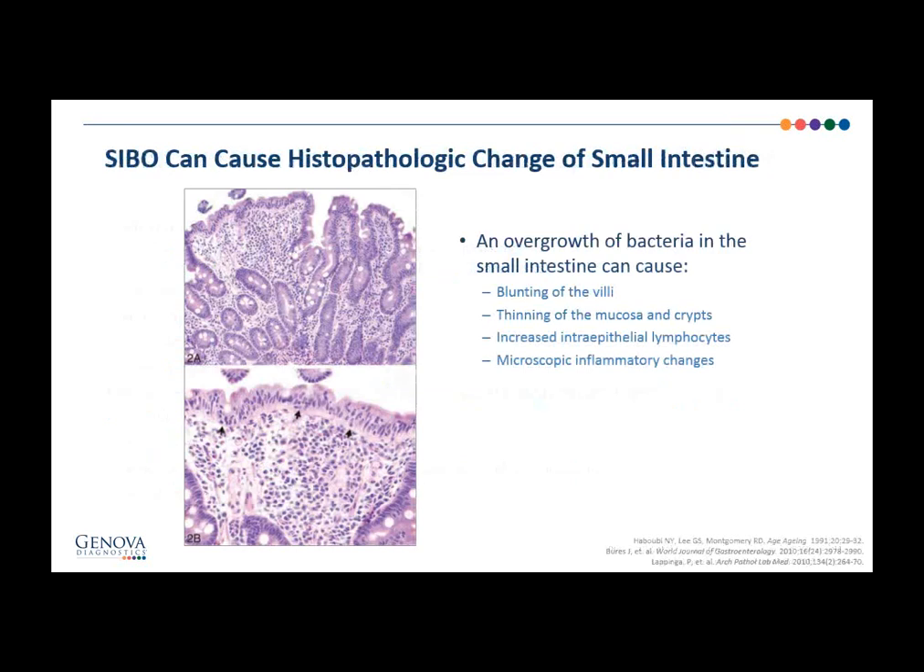On a microscopic level, SIBO can cause histopathologic change within the small intestine. It can cause blunting of the villi, thinning of the mucosa and the crypts, increased intraepithelial lymphocytes, and microscopic inflammatory changes. The top slide here is showing partial villus blunting, and the bottom picture is showing those intraepithelial lymphocytes denoted by the arrows. So there is microscopic change that happens with SIBO as well.